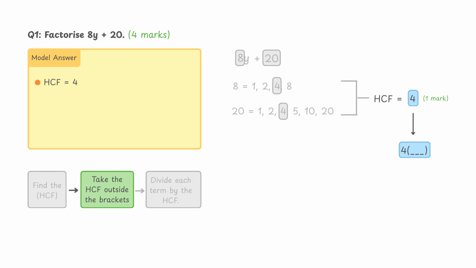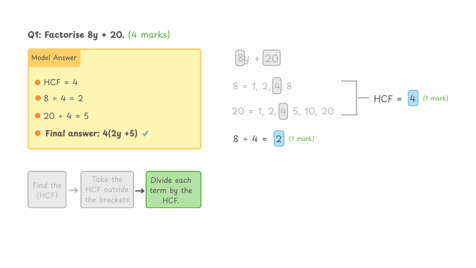This brings us to step 3. Divide each term by the HCF. Let's go slowly here. First take 8y. 8 divided by 4 is 2, so 8y becomes 2y. This earns 1 mark. Now take the second term, 20. 20 divided by 4 is 5, so 20 becomes 5. This earns another 1 mark.